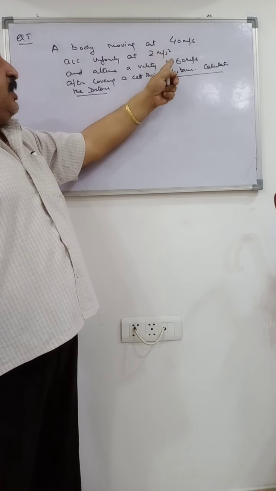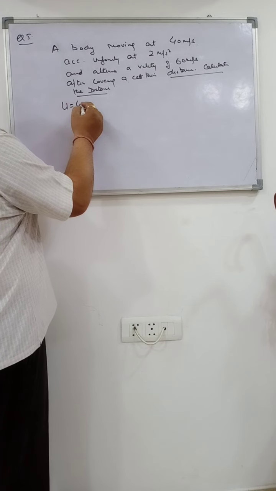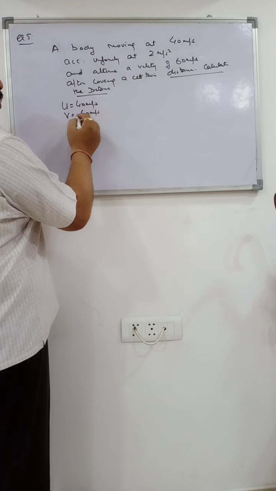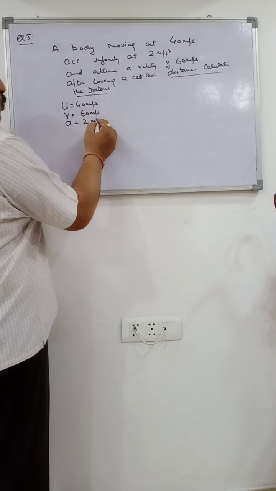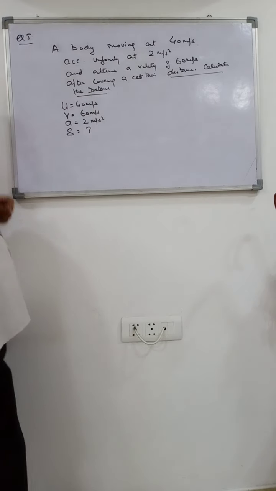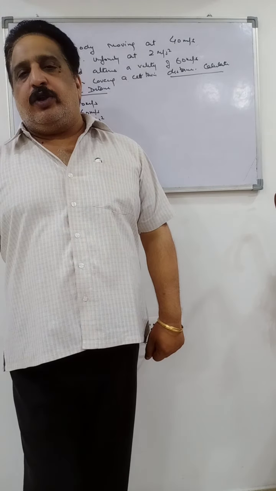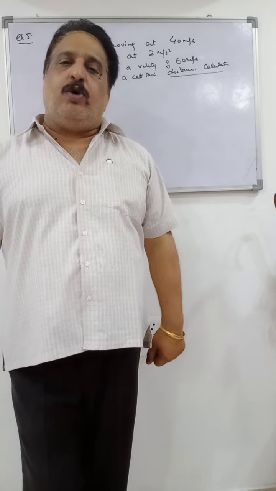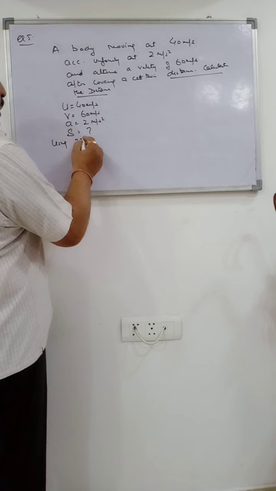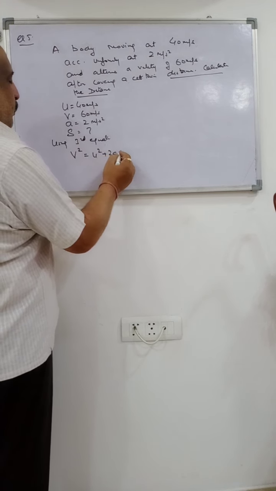This is acceleration, this is final velocity. You have to calculate S. So what is U? 40 meter per second. What is V? 60 meter per second. What is A? 2 meter per second square. And what is S? You have to calculate. Now what is the relationship between V, U, A and S? Here you will use the third equation of motion, V square is equal to U square plus 2AS.